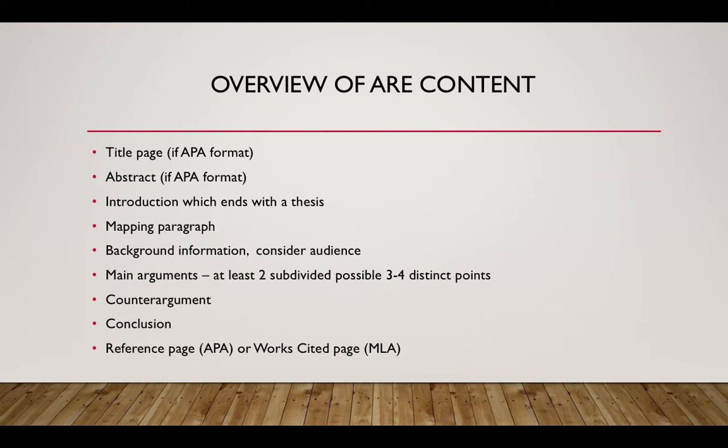Next is the background information on your topic, and consider what the audience may or may not know about your topic. Then we have the main arguments, at least 2 main arguments, subdivided if possible into 3 to 4 distinct points. Then the next paragraph brings up your counter argument. And this is where that source that you're choosing that goes against your topic comes in handy. You want to bring up the opposing viewpoint from your argument.